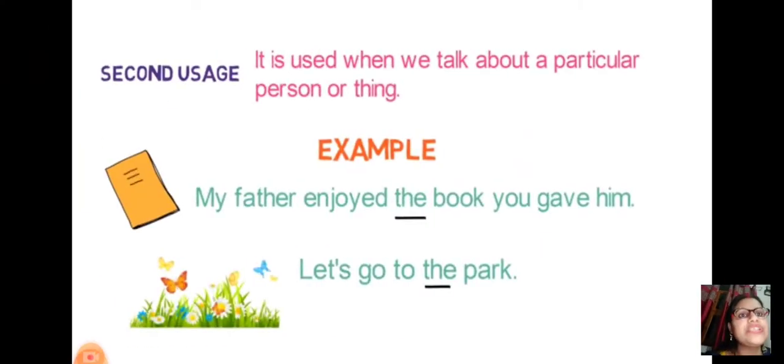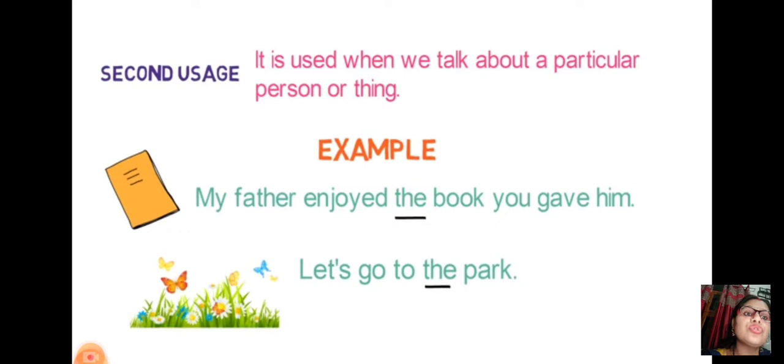Now the second usage: it is used when we talk about a particular person or thing. It is the same idea we are discussing, but we are just changing the words. My father enjoyed the book you gave him. Now you're talking about a particular book. You're not talking about all the books, but a particular book which your father was enjoying.